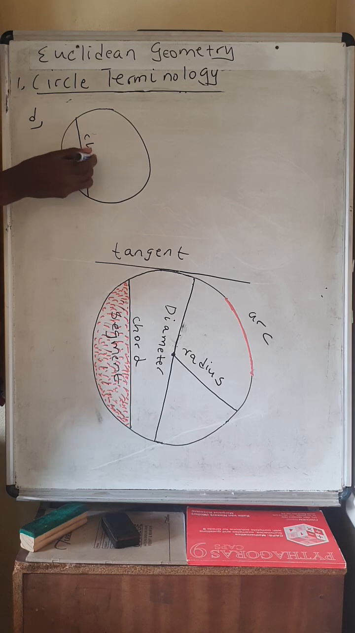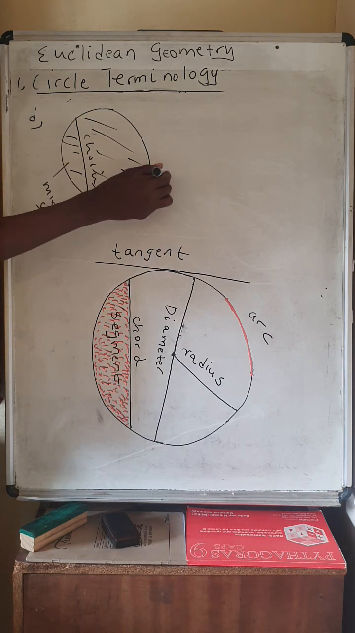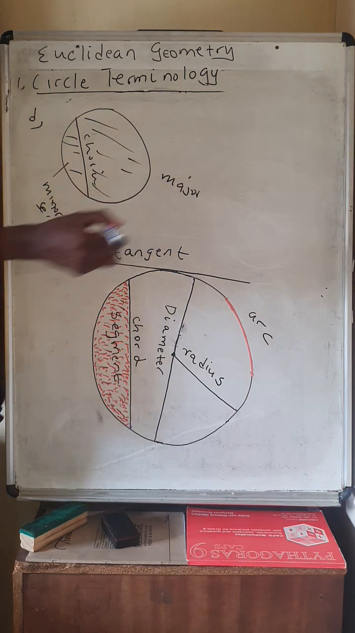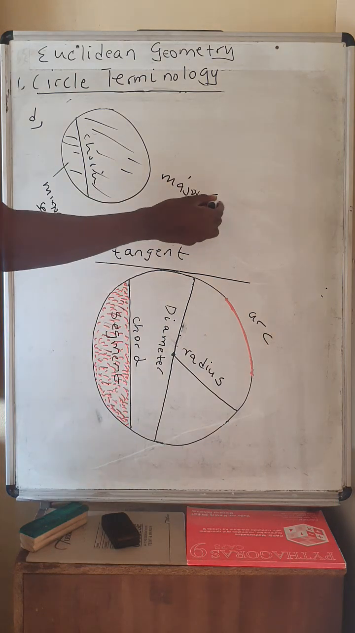This guy is a chord here, cutting a circle into this portion. So this portion is a minor segment. And then the other portion will become a major segment. So that's what we mean when we say a segment. So there's a minor and a major in this case.